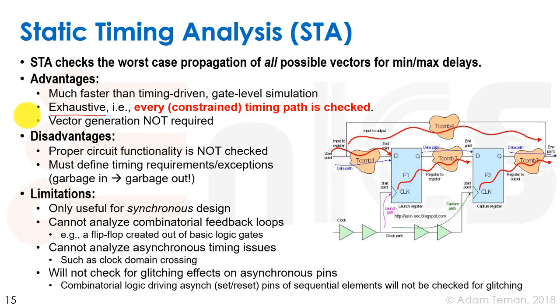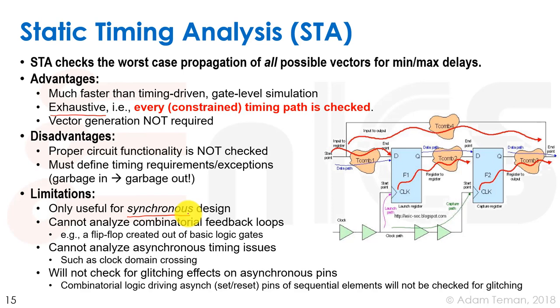Some limitations of static timing analysis that we better know about. It's only useful for synchronous design. If we're using asynchronous design, it doesn't necessarily know how to deal with this. It doesn't know how to do things like clock domain crossing. It cannot analyze combinational feedback loops. So if we have something like a flip-flop that's made out of basic gates, it will drive the static timing analyzer nuts. Or if we have some sort of ring oscillator, any type of combinational feedback that doesn't go through a sequential element, it won't work, and you'll get warnings and errors from your synthesis tool or your timing checker.